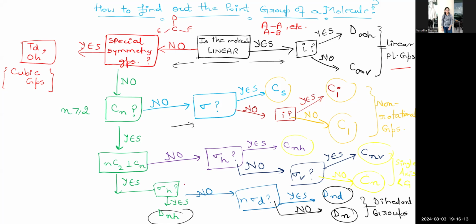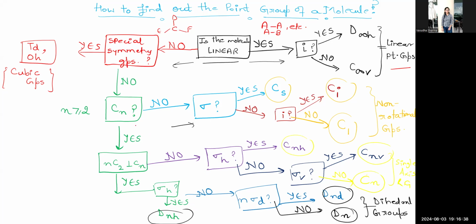Moving ahead, you need to find out whether sigma h is there. If yes, then it is Dnh. If not, then find out whether sigma d is there. If yes, then Dnd. If not present, then Dn. Those are the dihedral groups. If at this point you don't see any Cn, then find out whether a sigma is there besides the identity. If yes, then it is Cs. If not, then find out whether i is there. If the inversion center is there, it is Ci. If not, then it is C1.